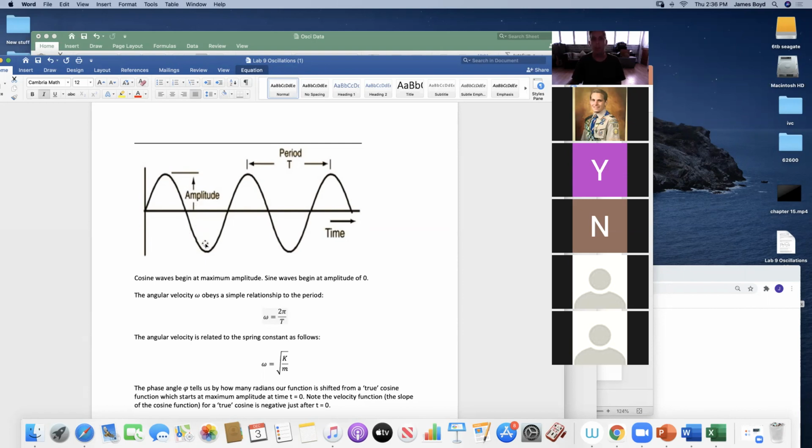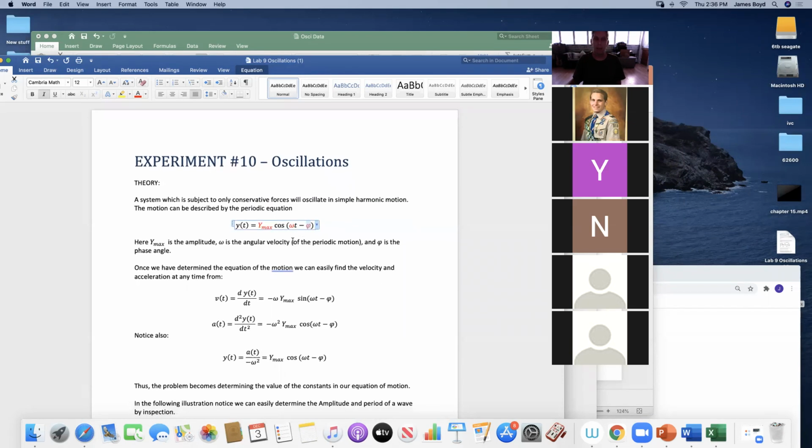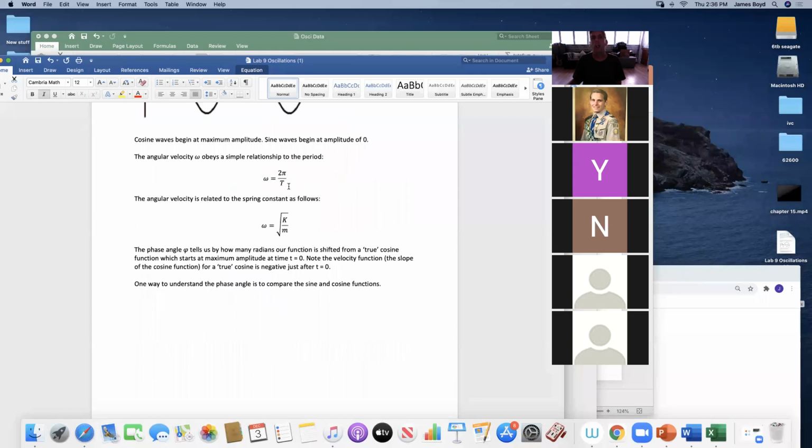And what we did was we inspected our data and found the maximum value, and that was 0.1189. But if you were given that it traveled from maximum to maximum value was 0.2378 or whatever, you would divide that in half, and that's your maximum value. We needed to get omega, and omega we found from this equation for T. T, the period, is 2 pi over omega.